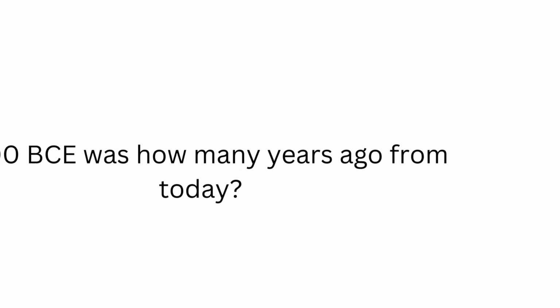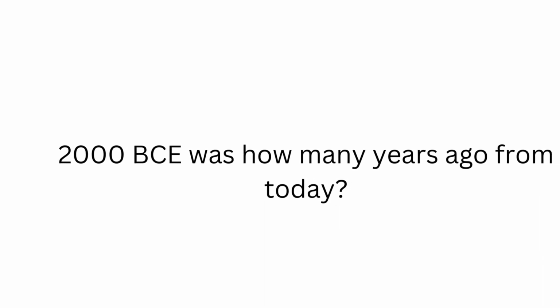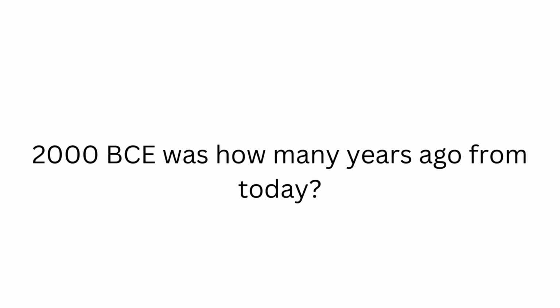Like if we are asked, 2000 BCE happened how many years ago from today? Suppose this year is 2023 and we know 2023 years have passed since Jesus' birth, and 2000 BCE is 2000 years before the birth of Jesus. So the answer should be 2000 plus 2023 is equal to 4023 years ago that the year 2000 BCE happened.